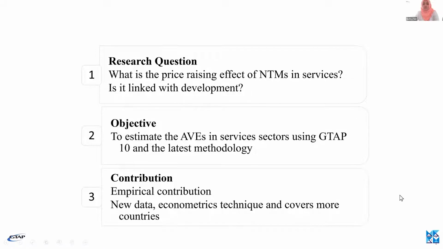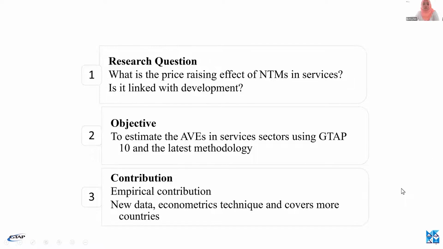Okay, so the research question we're trying to answer in the paper is, what is the price raising effect of NTMs in the services sector and how is it linked with the development status of countries? The objective is to estimate the AVEs in the services sector using the updated data. The GTAP time data has the bilateral trade data in services for 2014, the latest.